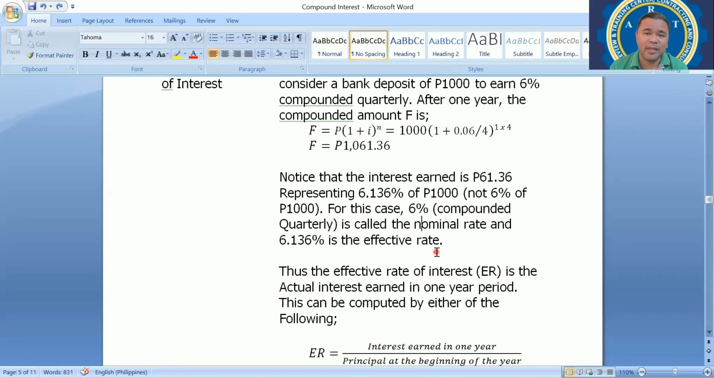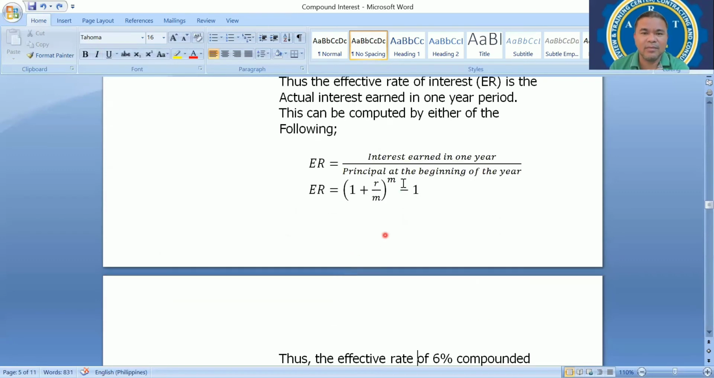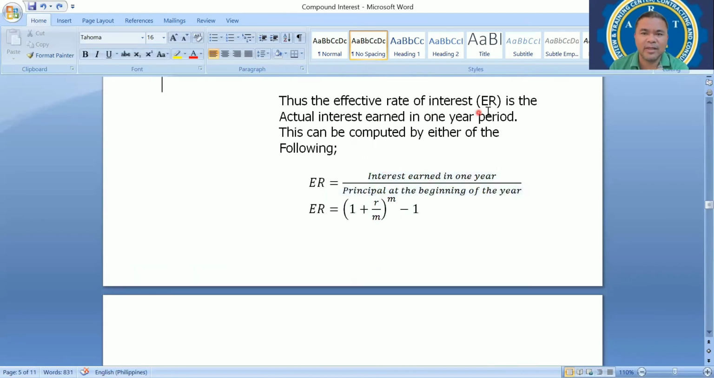That's the tricky part of compounded interest. In simple interest, if it is 6%, it is only 6%. But in compounded interest, there are the nominal rate and the effective rate. Thus, the effective rate of interest, ER, is the actual interest earned in a 1 year period. This can be computed by either of the following: the interest earned in 1 year divided by the principal at the beginning of the year.